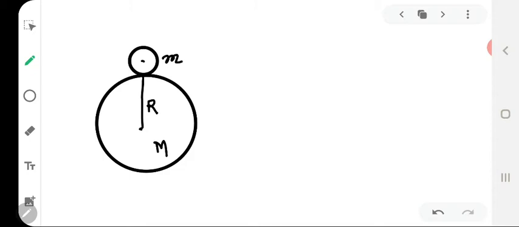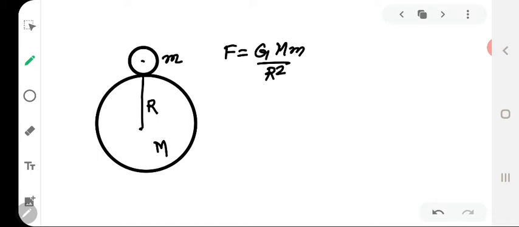If the size of the body is very small as compared to that of the Earth, then the distance between the center of the body and that of the Earth will be approximately equal to the radius of the Earth. Therefore, the force of attraction on the body due to the Earth is given by F equal to GMm by r square.